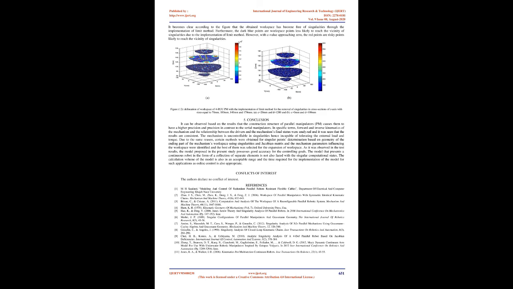The mechanism is uncontrollable in singularities, hence incapable of tolerating the external load and torque. Due to the same reason, certain methods were obtained for singular points determination based on the geometry of the ending part of the mechanism's workspace using singularities and the Jacobian matrix, and the mechanism parameters influencing the workspace were identified, and the best of them was selected for the expansion of the workspace.